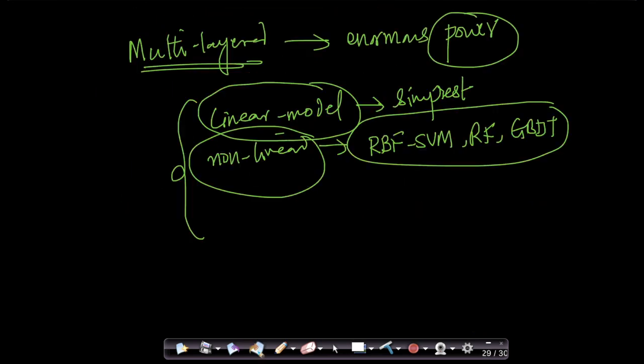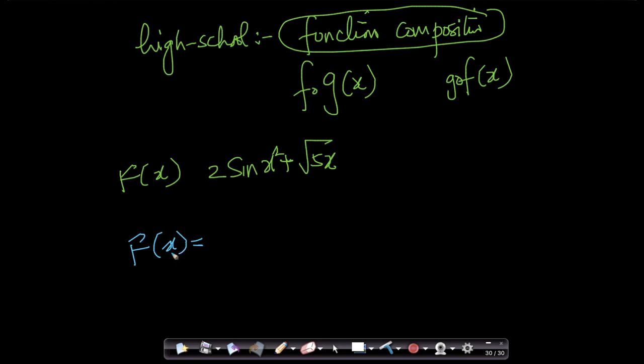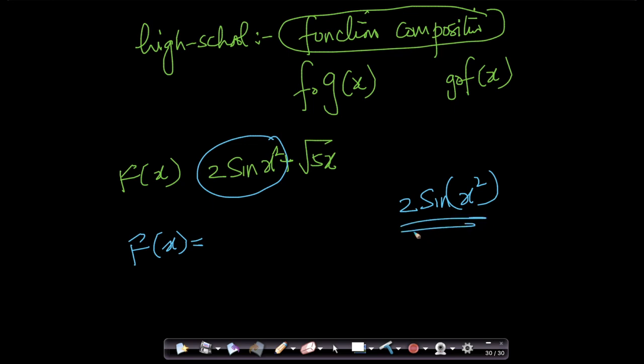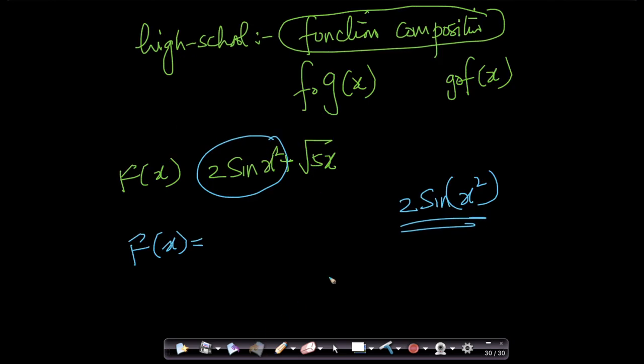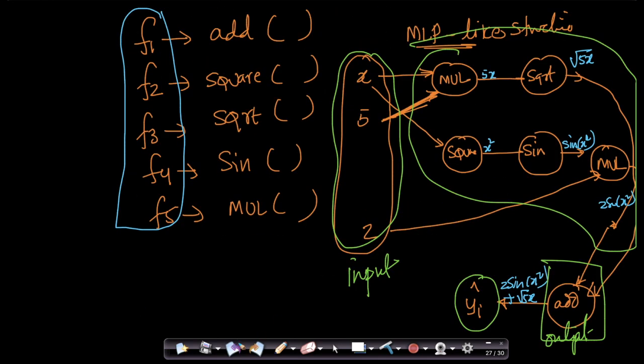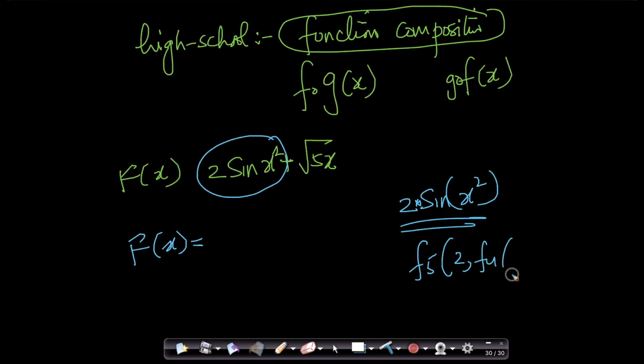Let's see the steps for it. So how can we write this? What is our multiplication function? Let's take it step by step. Let's write 2 times sine x square. Going back to this, just keep this in reference. What is our multiplication? f5. This is nothing but f5 of 2 comma sine. So f5 is multiplication, a multiplication of 2 and sine of x square. And what is the sine function here? Sine function here is f4, right? So f4 of x square.